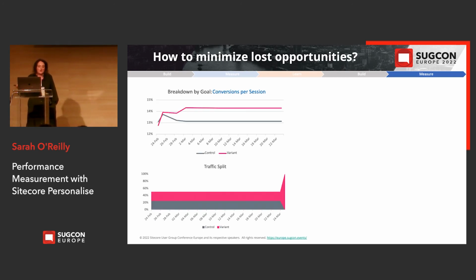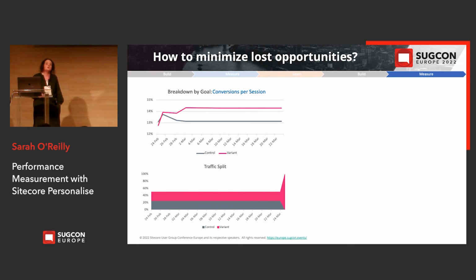What they're talking about is this graph at the top here. It's showing us the conversion rate over time. And as you can see, this is normalizing to certain values. It's normalizing to about 14% here for our variant group, and about 13% here for our control group. And that's happening after about 7 days.